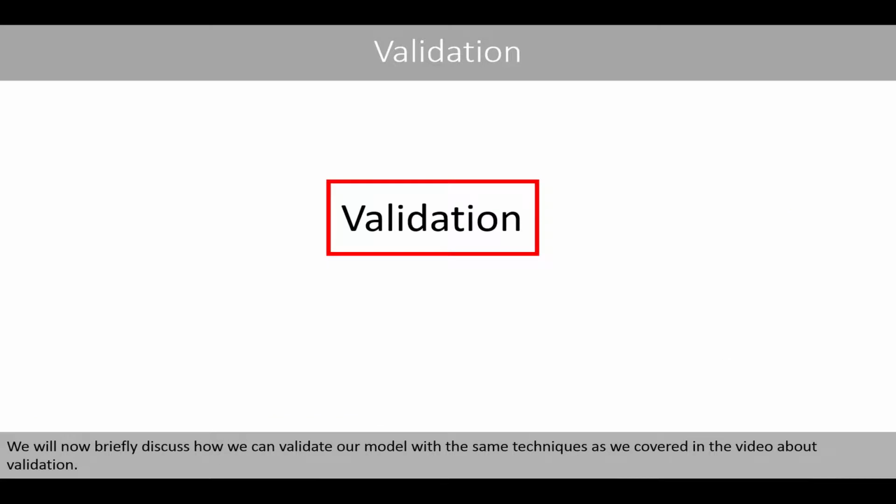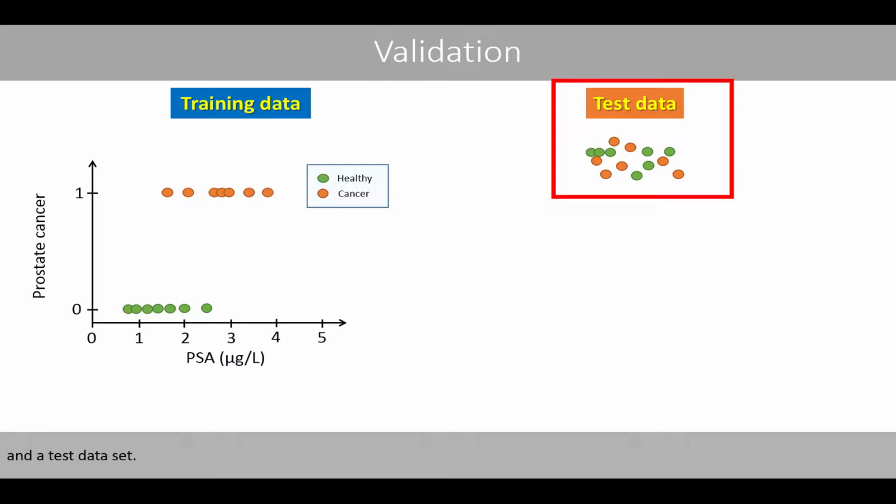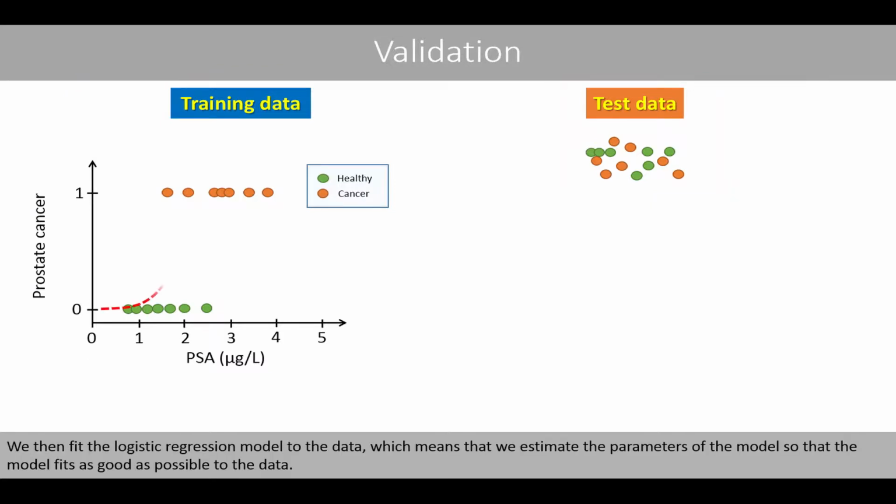We will now briefly discuss how we can validate our model with the same techniques as we covered in the video about validation. For example, we could divide the data into a training dataset and a test dataset. We then fit the logistic regression model to the data, which means that we estimate the parameters of the model so that the model fits as well as possible to the data.